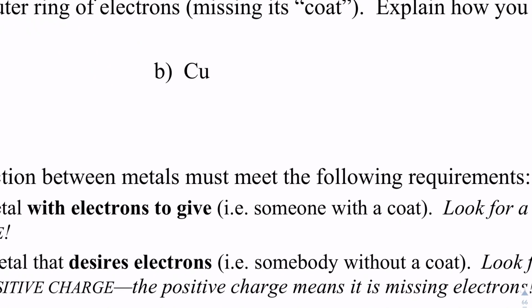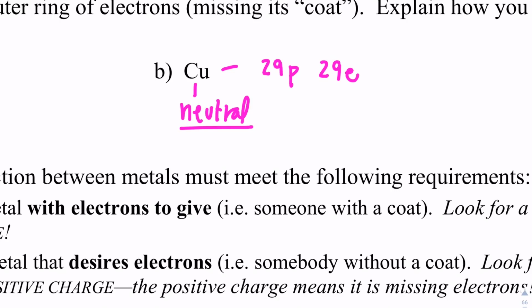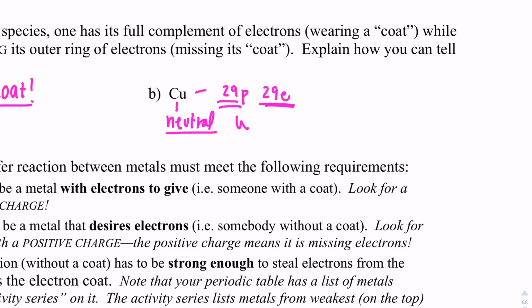Whereas in comparison, copper has no charge. That means it's neutral. If it's neutral, that means it has the same amount of protons as it does electrons. Copper has 29 protons, and in its neutral state has 29 electrons. That means that it is not missing its outer ring of electrons. It has all of its electrons that it needs. So this one has a coat, or is wearing a coat.